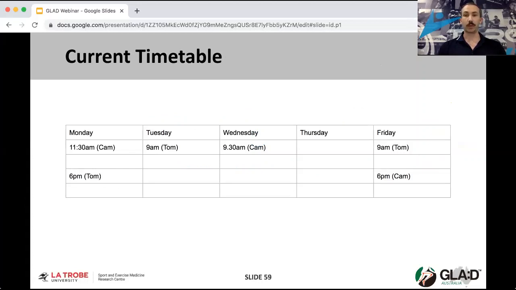Current timetable looks roughly like this. A mixture of morning and evening classes. This can change, and by all means, if there's a time that you could only do and you're desperate to do, send it through to us and we'll see how we go. But that's our rough current timetable. Keep in mind, the program's done best when it's completed twice a week, one earlier in the week and one later in the week, where possible.